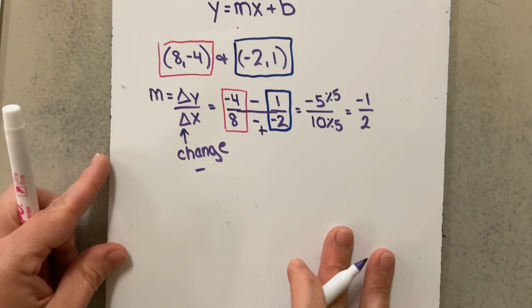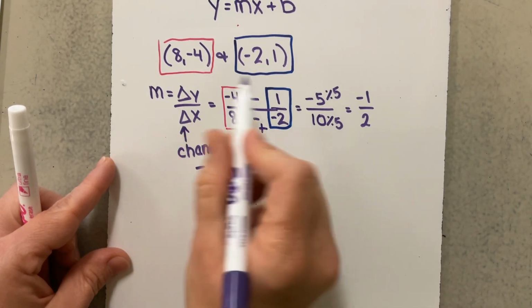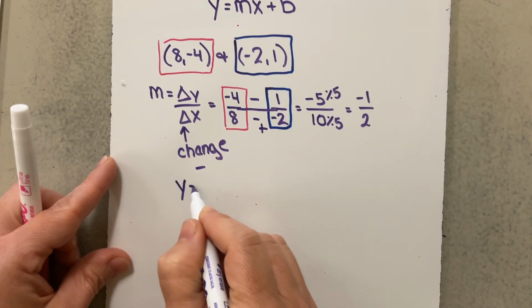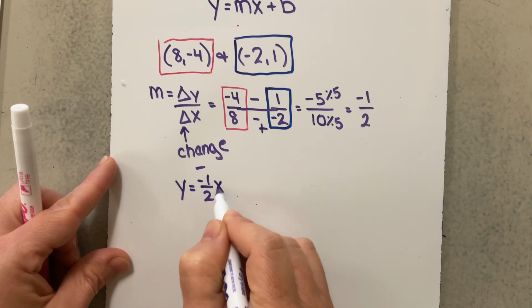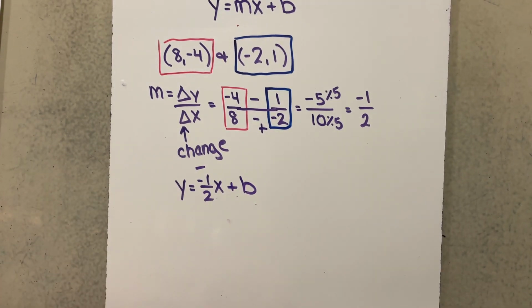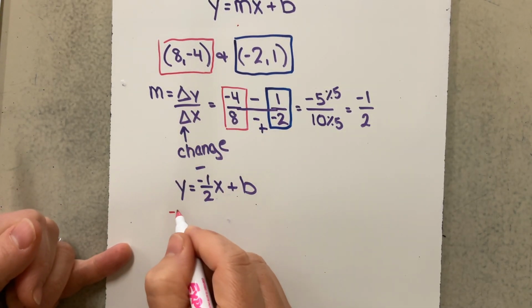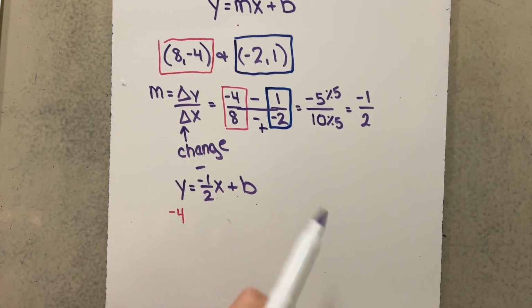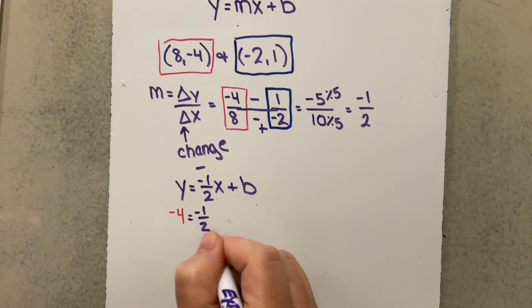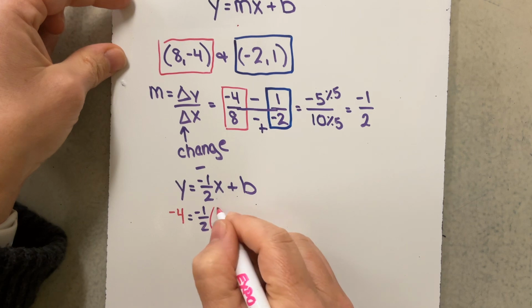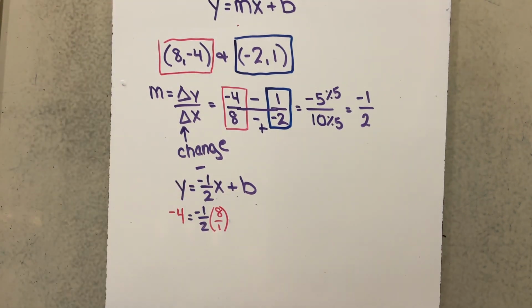What we're going to do now is what we just did in the other example. We are going to pick either point. Both work the same. So I'm going to take y equals -1/2 x plus b. This time I'm going to use this grouping here. So I'm going to put my y in, that's -4, equals -1/2 times the x value. Well, the x value here is 8, and I can put a 1 under it to make it easier, plus b.